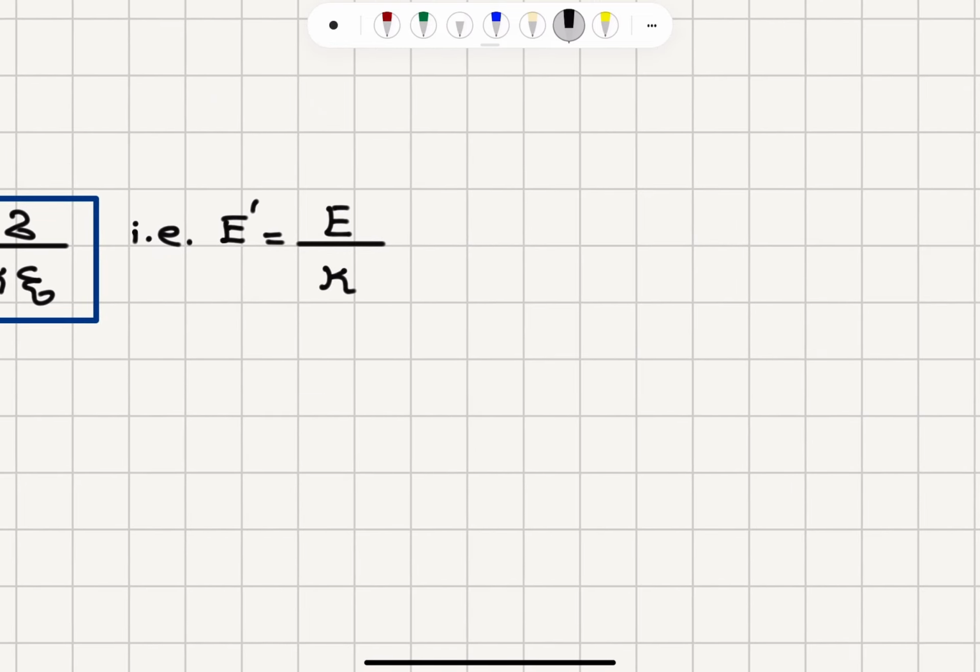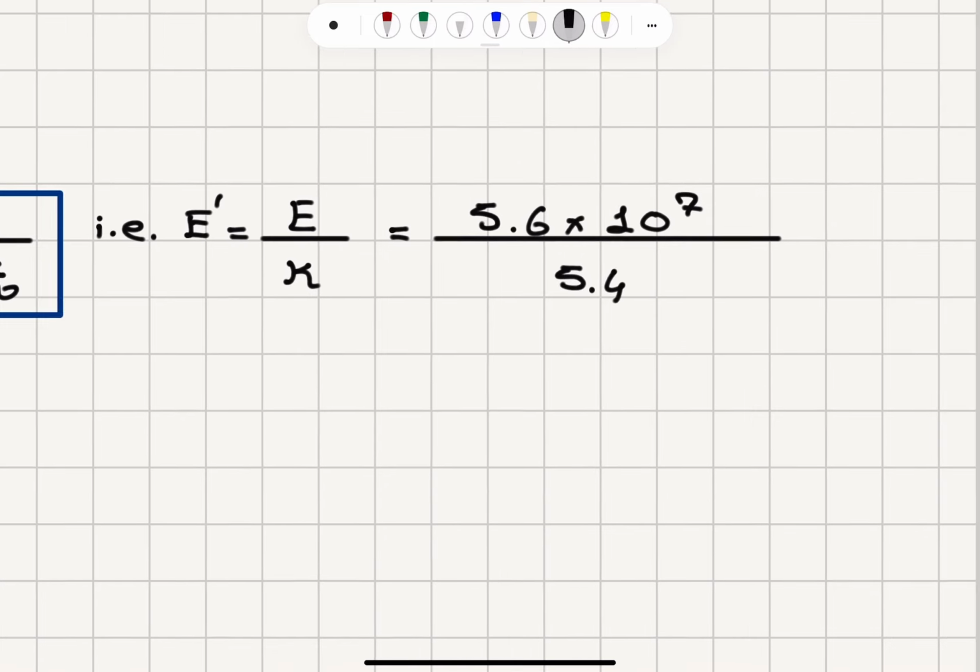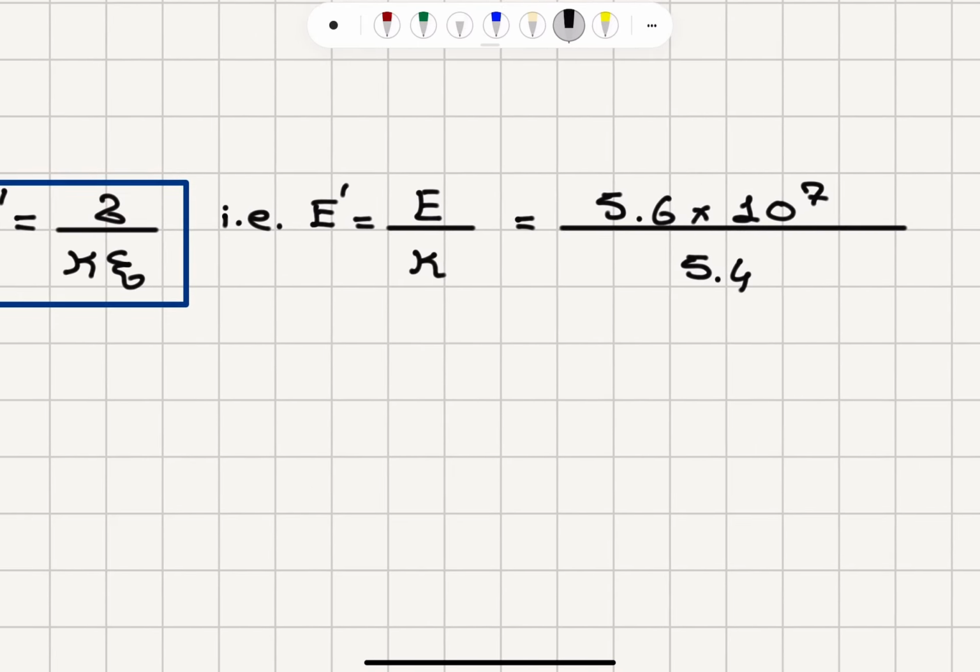So if I substitute the numbers here, it was 5.6 times 10 to the 7 volts per meter divided by kappa, which is 5.4. So that gives me the new electric field magnitude E prime to be 1.0 times 10 to the 7 volts per meter.